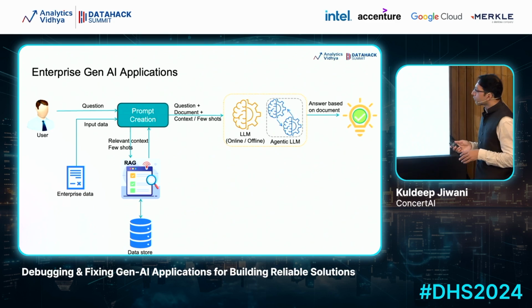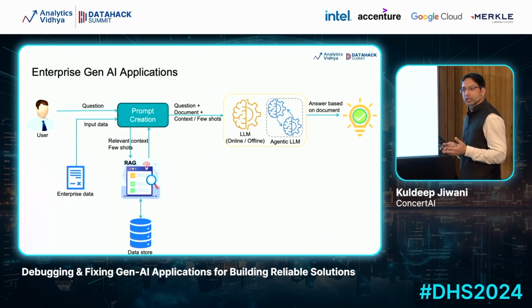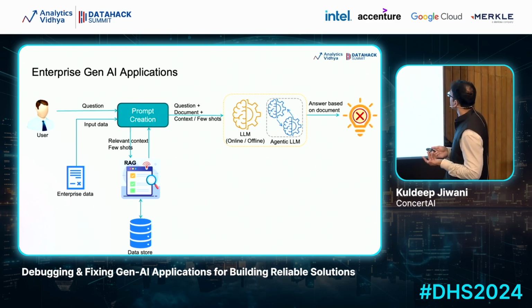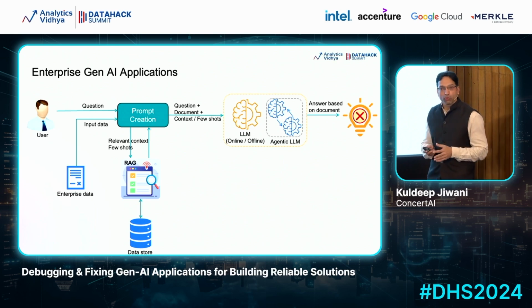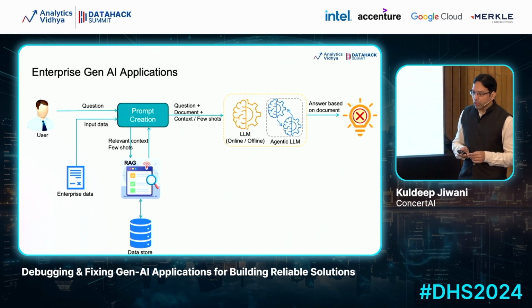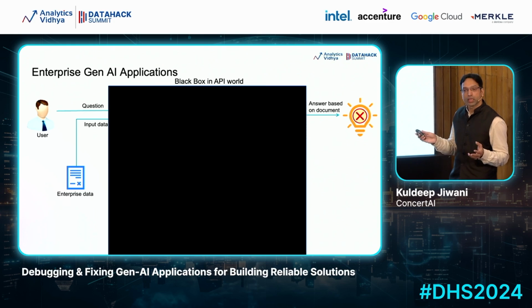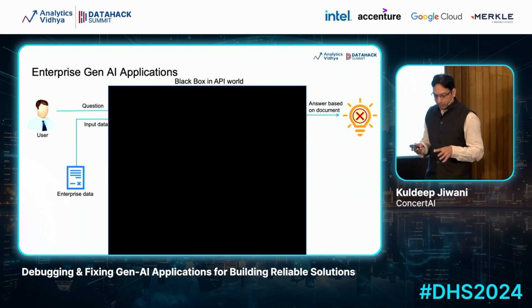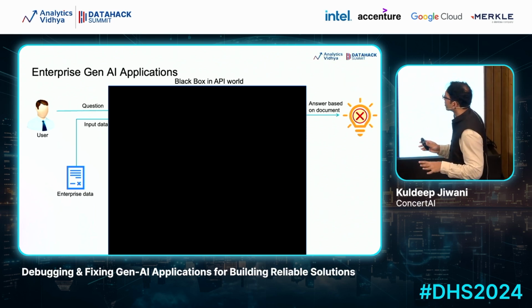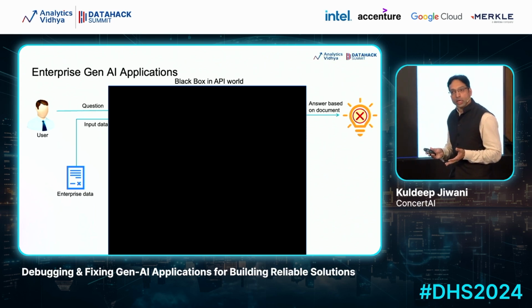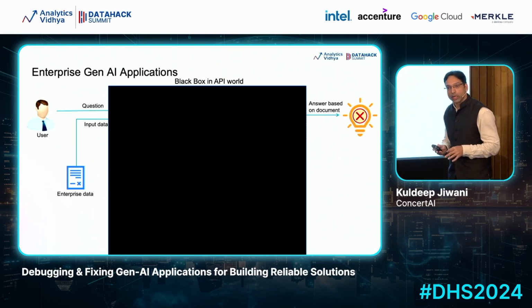But what if what you asked for and the answer is incorrect? What do you do? That's where people get stuck, because in the world of APIs, it's like a black box. You can't see what's happening inside. You call an API, you get a response. From that perspective, it's hard to know what's happening inside, and we can't do anything. So that's what we want to look at: how do we open up things.